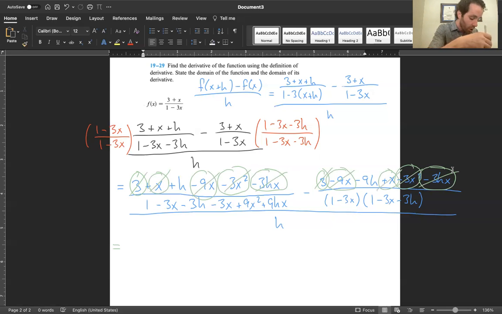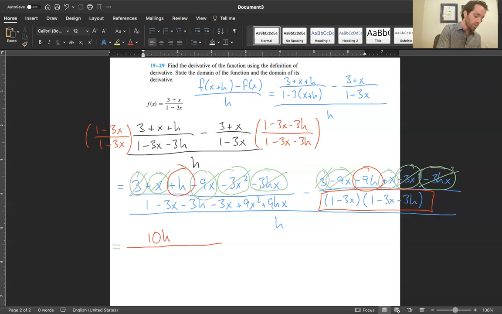Does anything survive this? I've got 3 and 3, those are gone. x and x, those are gone. Negative 9x and negative 9x, those are gone. Negative 3x squared, that's gone. Negative 3hx, that's gone. So the only thing left over is the h and the negative 9h here. So that ends up being h minus negative 9h. That's h plus 9h. So that's 10h. Don't you just love canceling? It got so much easier. And then that's going to be divided by, you know what? After writing both versions, I think that this probably does look like it's going to be the winner. Maybe. We'll see.